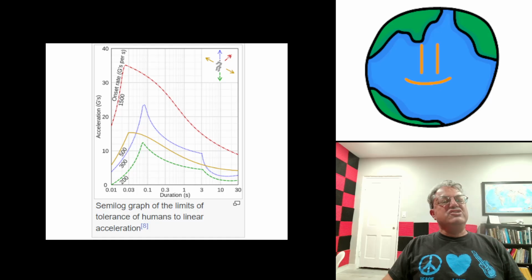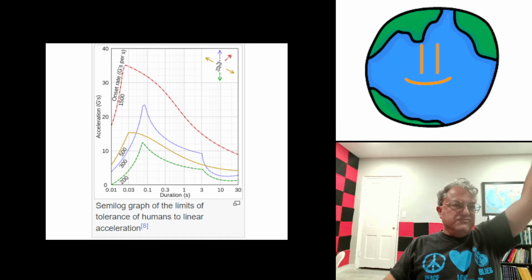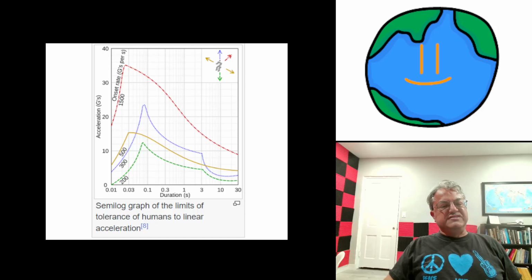And you can experience a lot of G's if it's for a very, very small period of time. This graph is sort of a semi-log graph. The vertical axis shows you G's, and I guess you can experience up to 35 G's for a very, very tiny period of time, like 0.03 seconds. We can withstand 35 G's for a 30th of a second. I guess if you just fell to the ground, you might instantaneously feel 35 G's and you won't die. Any more than that, you probably will.